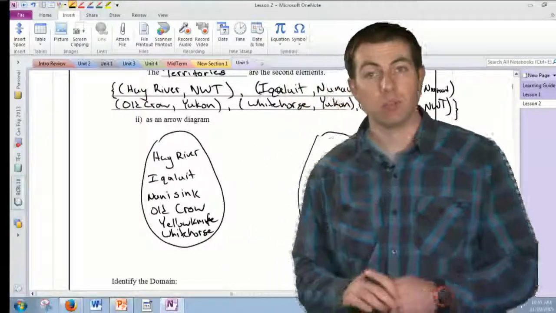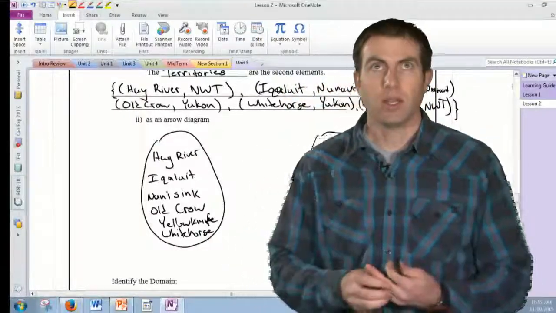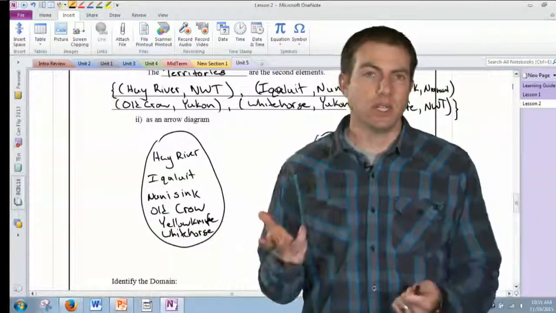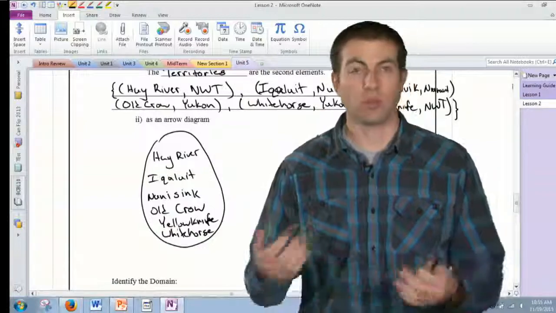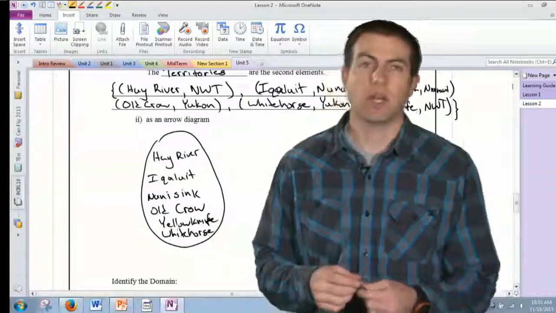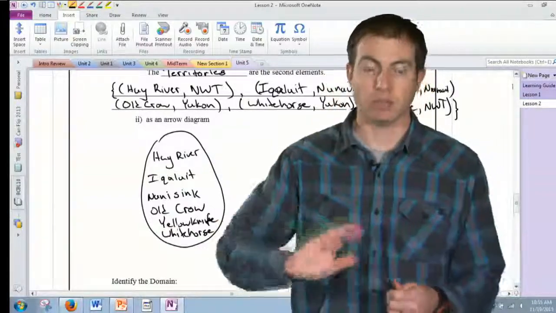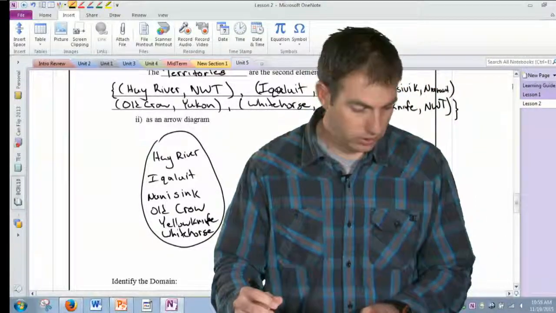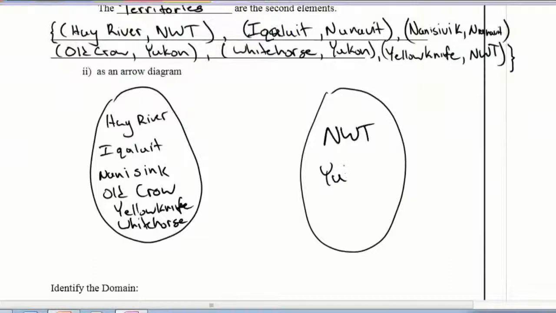My second set was all of the territories. Even though some of these cities are in the same territory, I only need to write the territory name once. If it's the Northwest Territories, I'm just going to put it once. I don't have to write it three times or however many times it's used. So all I have here is Northwest Territories, Yukon, and Nunavut. I don't need to write them multiple times. Just once is fine.